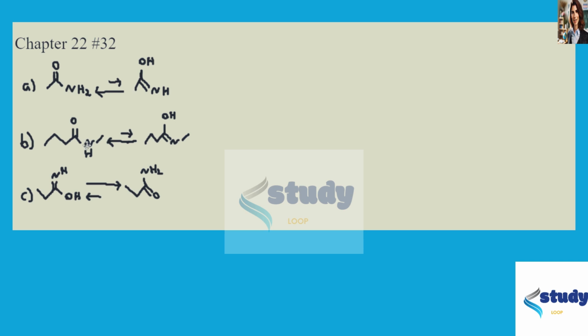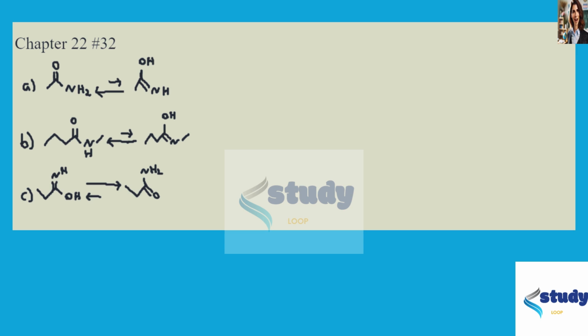The amide version is highly favored over the tautomer. And again, for C, the amide version this time is the molecule on the right. And it, again, is highly preferred over its tautomer just because the energy conformation is lower in the amide molecule than it is in the tautomer of the amide.